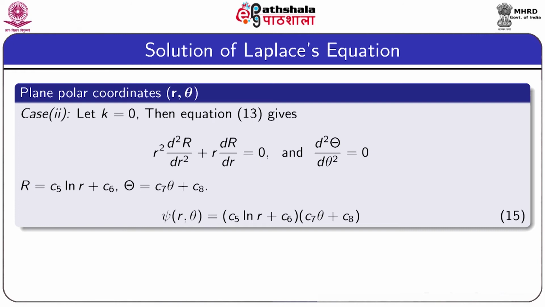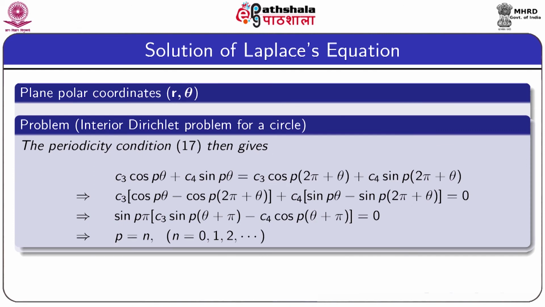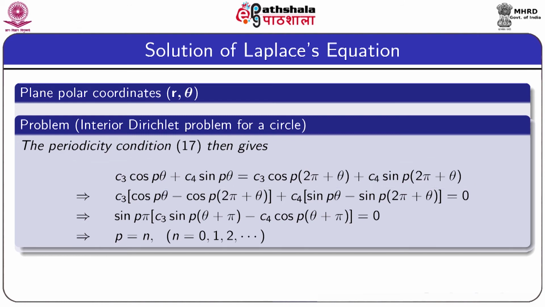So, starting from the solution in equation number 13, we need to apply the boundary condition and the periodicity condition. If we apply the periodicity condition in equation 16, it gives C3 cos p theta plus C4 sin p theta equals C3 cos p(2 pi plus theta) plus C4 sin p(2 pi plus theta). After simplification, we get p equals n, where n is 0, 1, 2, 3, that means all positive integer values and 0.